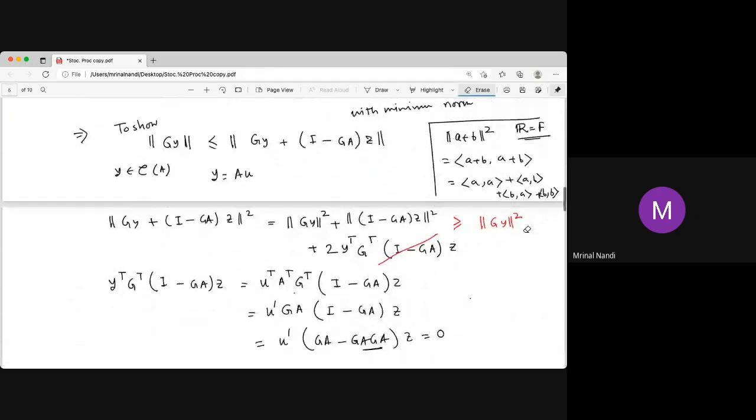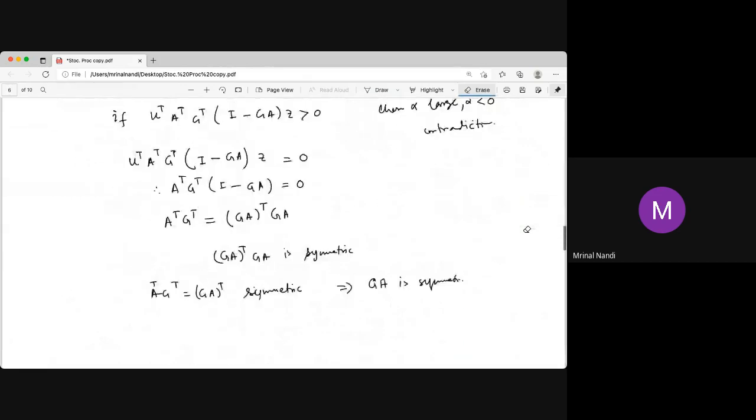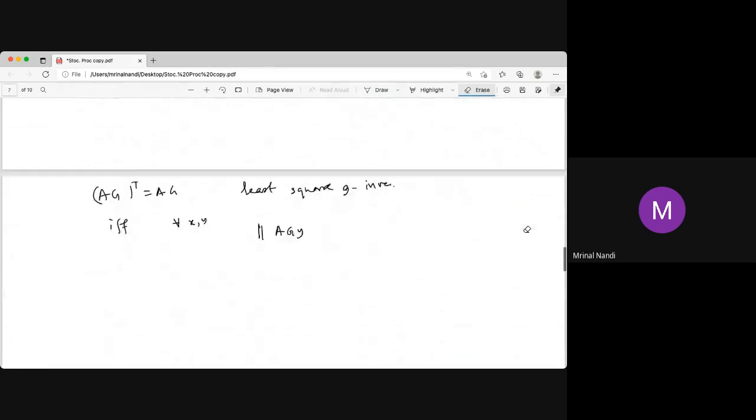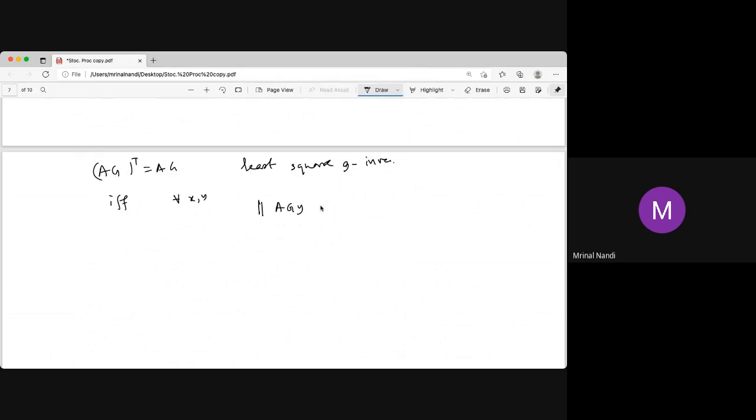This is the idea. So in that case, if AG is symmetric, then AGy minus y may not be 0. If y is in the column space, then it is 0, but otherwise it may not be 0. But even if it is not 0, this norm is least among all such Ax minus y. So Ax is not equal to y, because there is no such solution.